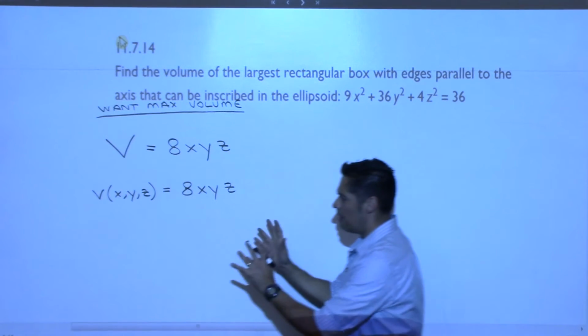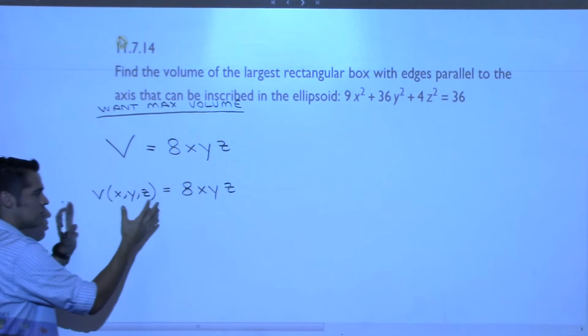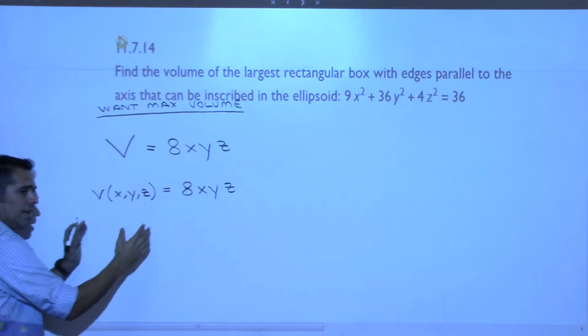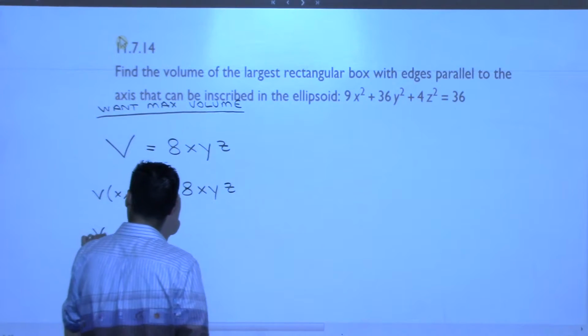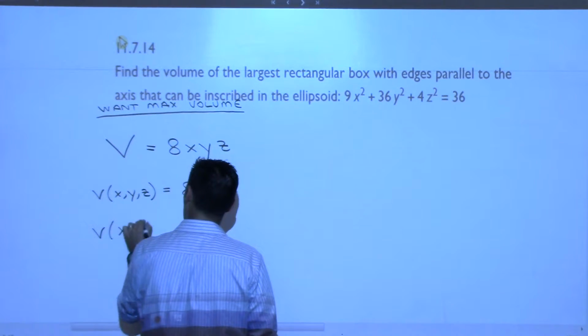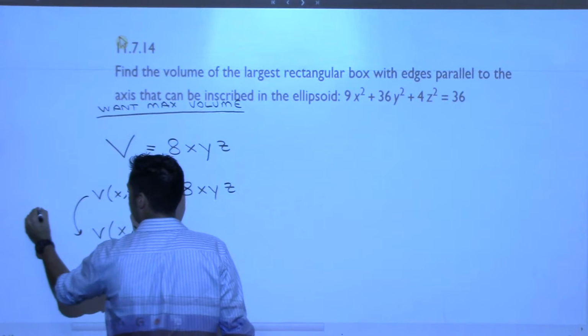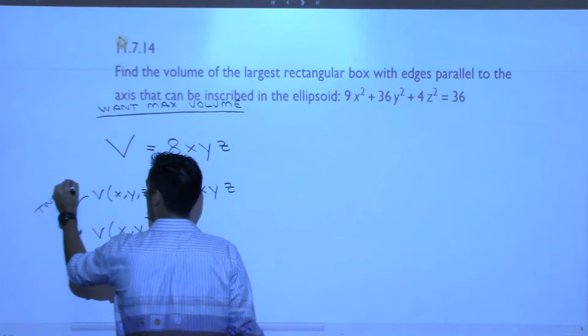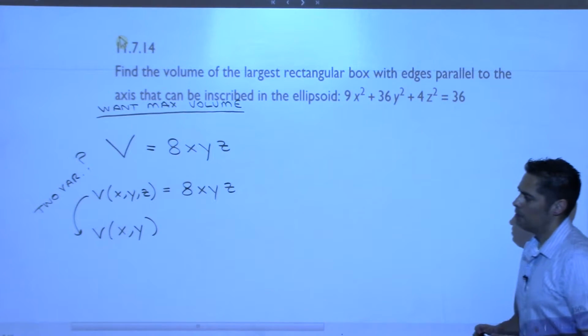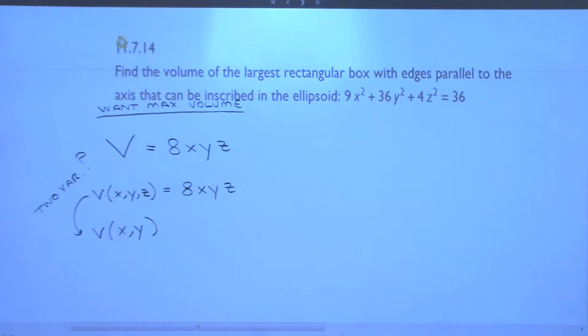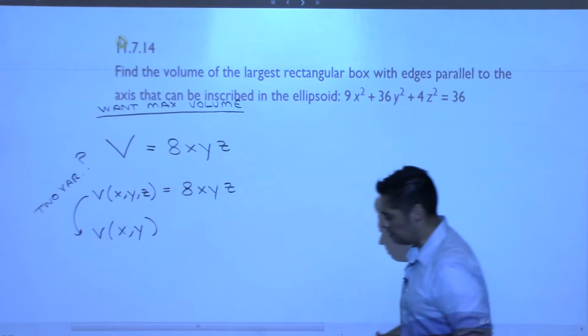I just need, if everyone agrees, to try and convert this into a function of 2 variables, then I'm in business. Yeah? Okay. So I would like to get it maybe to a function of just x and y, 2 variables. Can I do it? How? Solve for z. That's it.